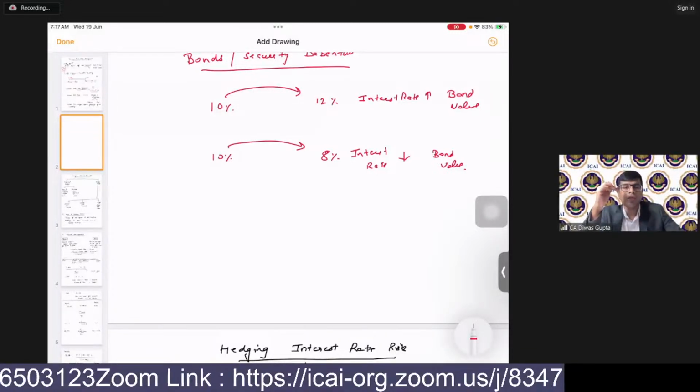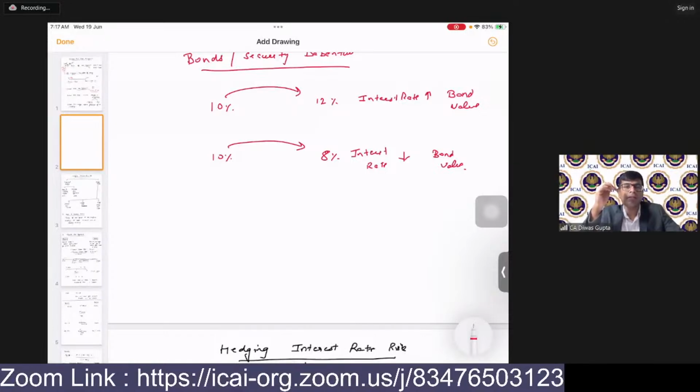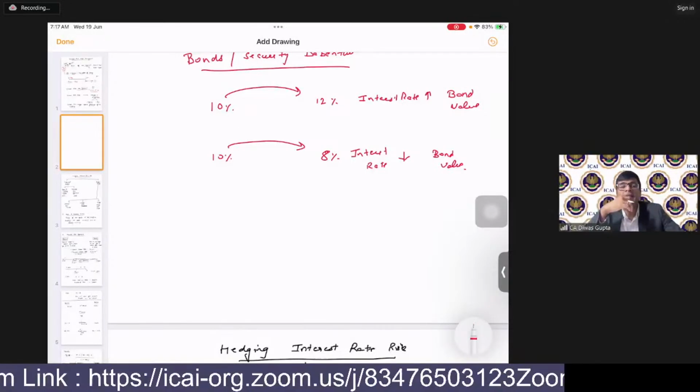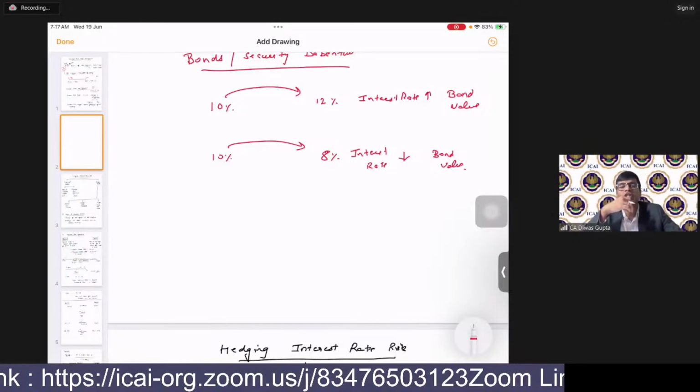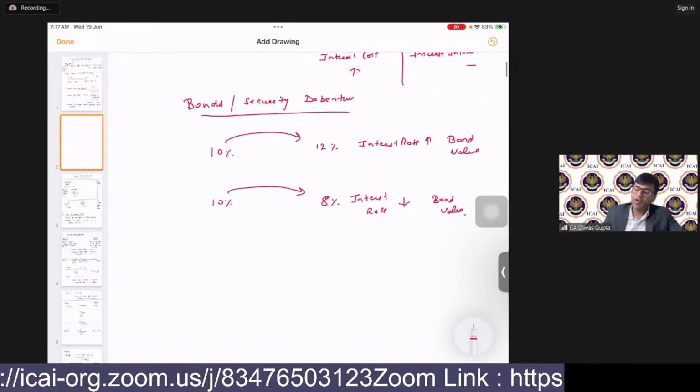I have got a query from Abrikesh. Just a second, students. Let me arrange this. Yes. So Abrikesh is saying interest are contractual. So how can change in bond value? Okay, I'll tell you what happens.